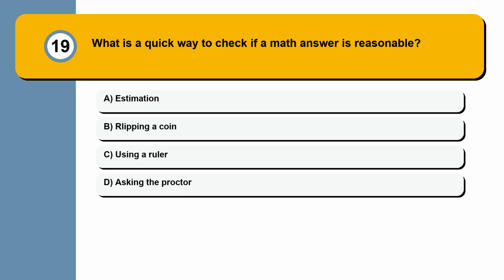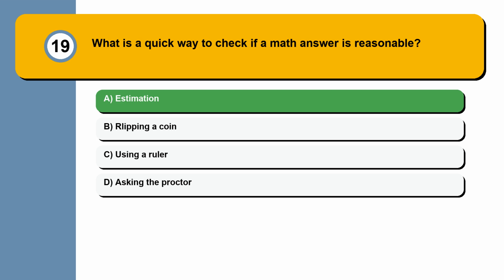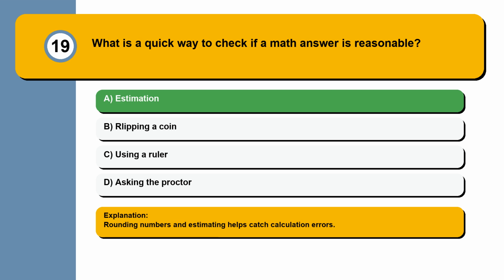Question 19. What is a quick way to check if a math answer is reasonable? Estimation, flipping a coin, using a ruler, asking the proctor. Rounding numbers and estimating helps catch calculation errors.